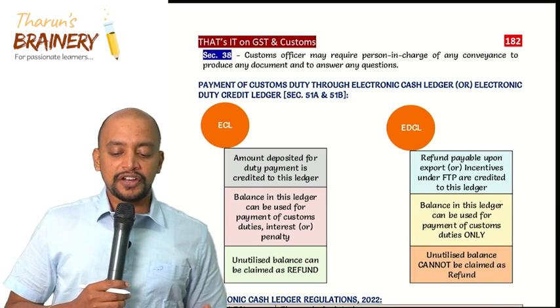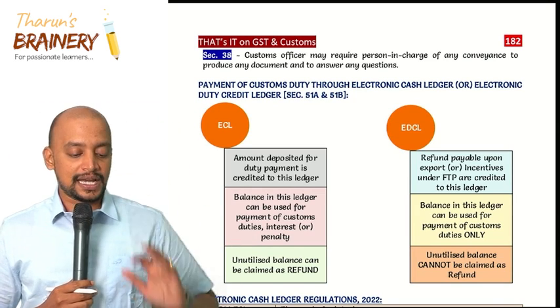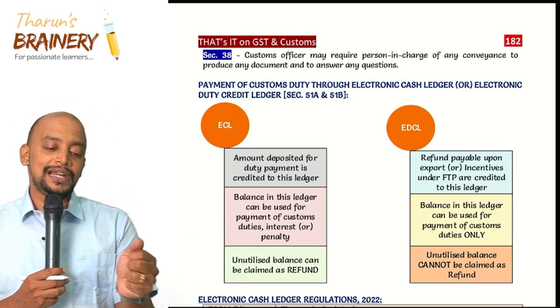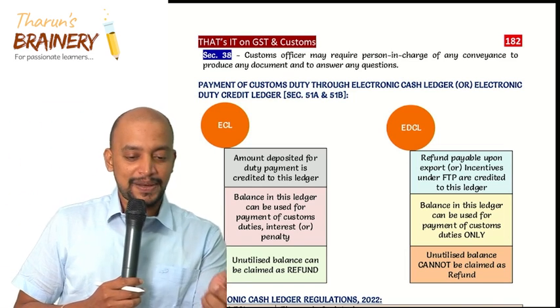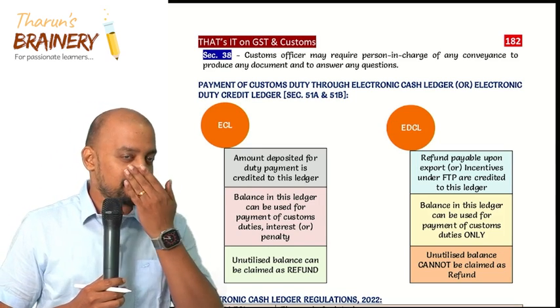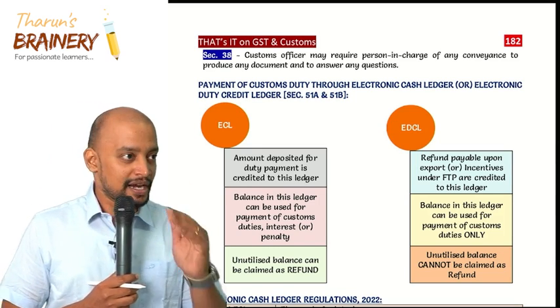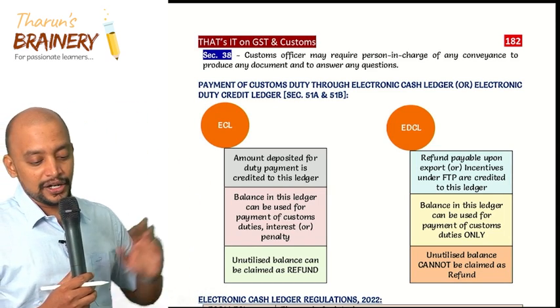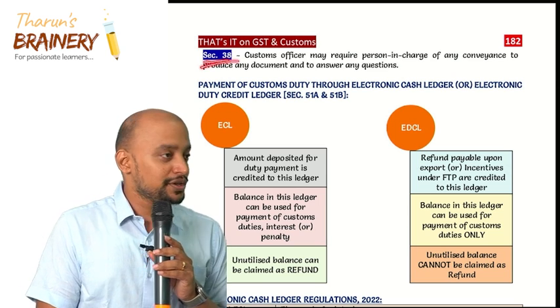Also, the customs officer may require the person in charge to produce any document and to answer any question. The pilot, that is the pilot or captain of the ship or aircraft, will be driving the ship or aircraft. The customs officer can come and ask any question, and he needs to reply. He needs to stop driving and reply to that. That's the power given. You understood?